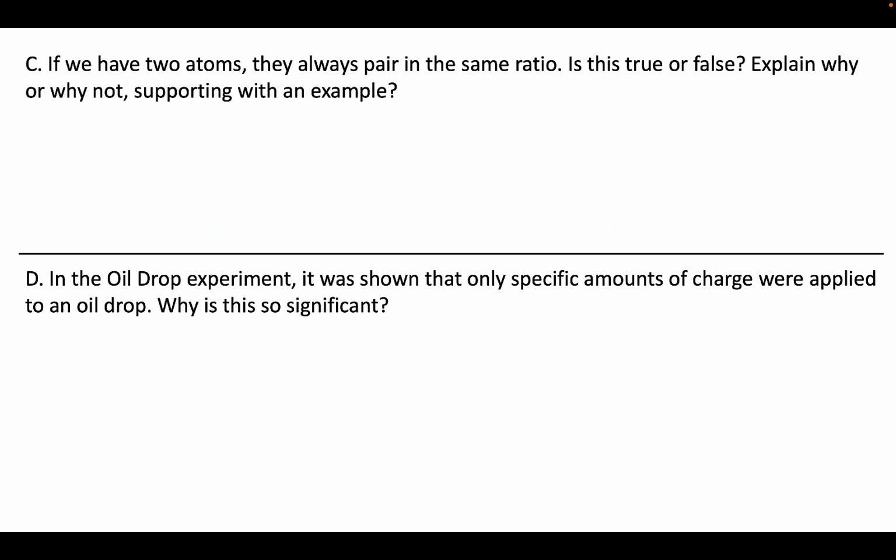Okay, so now what if we have two atoms, do they always pair in the same ratio? And we want to support why or why not with an example. This is to say, if we have carbon and oxygen, do they always combine in like a 5-to-4 ratio or a 1-to-1 ratio, right? Just by virtue of having one atom and another, are we going to have the same ratio? The answer here is that this is not true, atoms often pair in multiple ratios. We can have many combinations of binary covalent molecules.